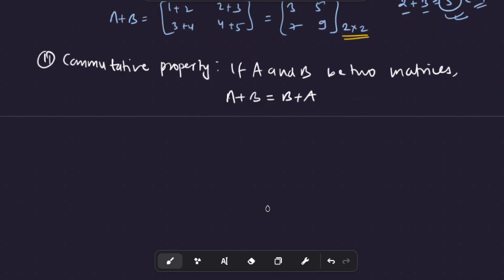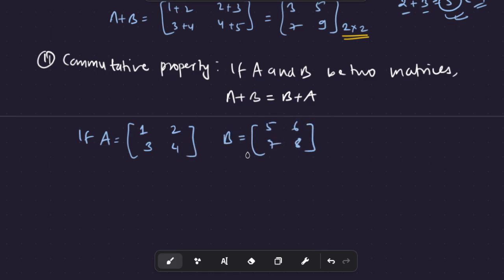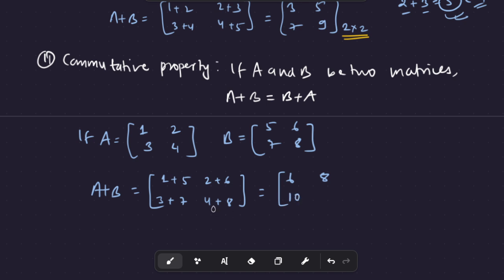For example, if A equals 1, 2, 3, 4 and B equals 5, 6, 7, 8, now we can find A plus B. A plus B equals 1 plus 5, 2 plus 6, 3 plus 7, 4 plus 8. Now 1 plus 5 is 6, 2 plus 6 is 8, 3 plus 7 is 10, and 4 plus 8 is 12. We got this.